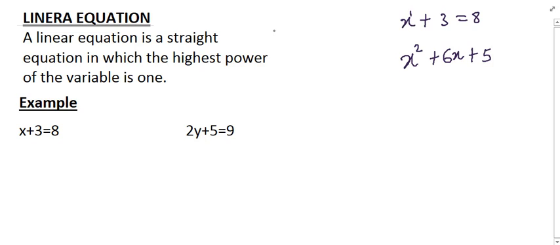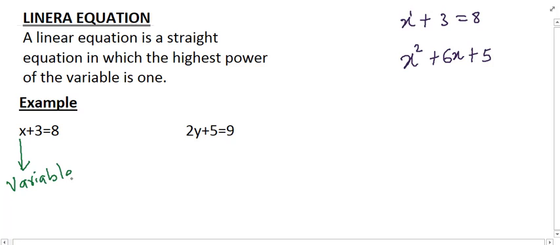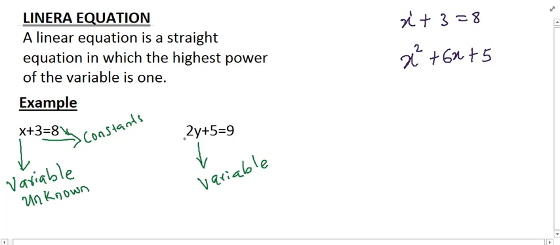So let's continue. In this equation, we have x, right? This x is called a variable. I think I talked about it a little bit in the note. So a variable or unknown, we'll have to solve for it. And these ones are the constants, that's 3 and 8. While here we have a variable. Then we also have a coefficient.